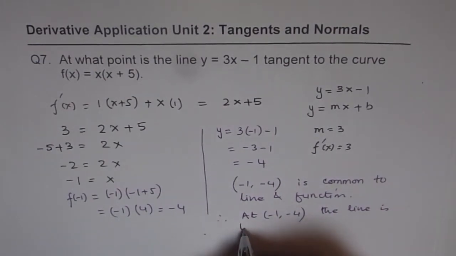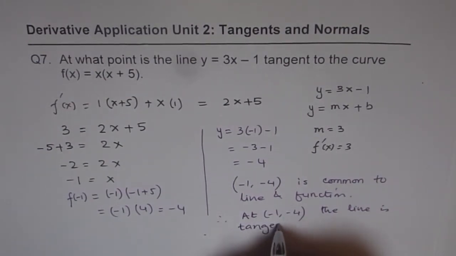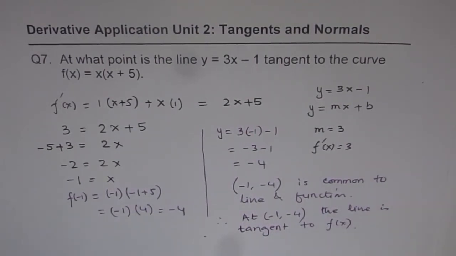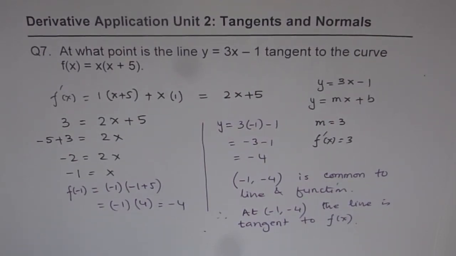So at minus 1, minus 4, the line is tangent to f of x. Do you see that? So that is how we have to prove it, correct? It is necessary to show that the coordinates of the points are exactly the same, and only then can we say, well, now the slope is the same and the point is the same, and therefore the given line is tangent to the function at minus 1, minus 4. I hope you understand that concept. Thank you and all the best.